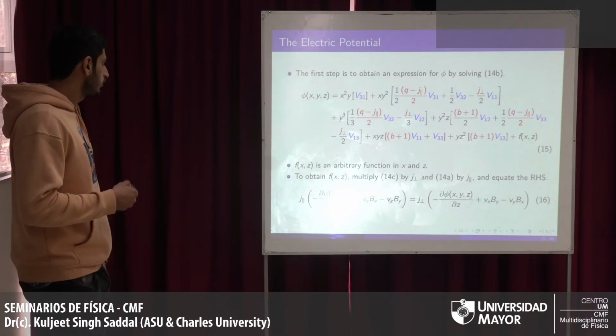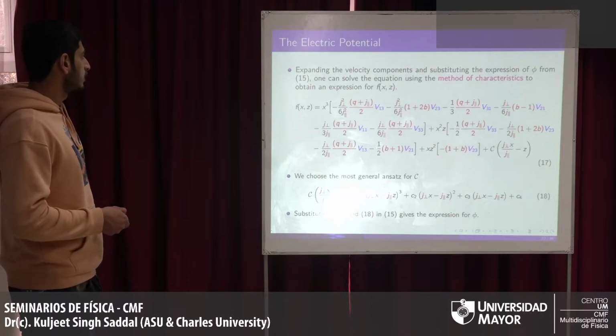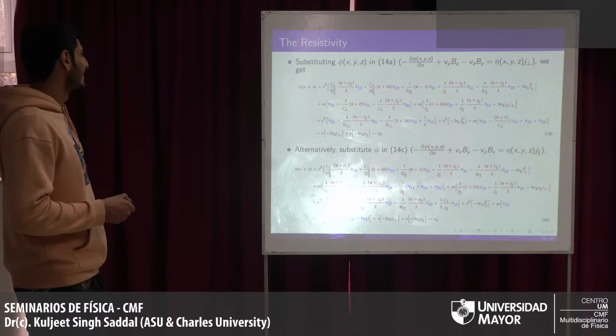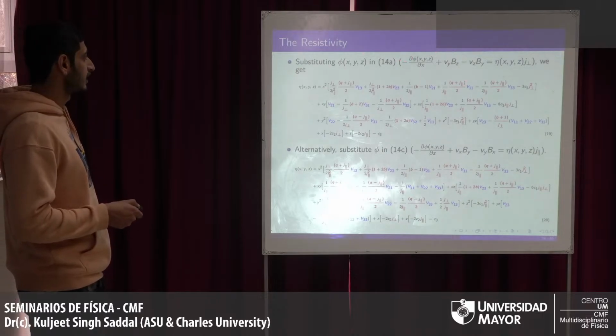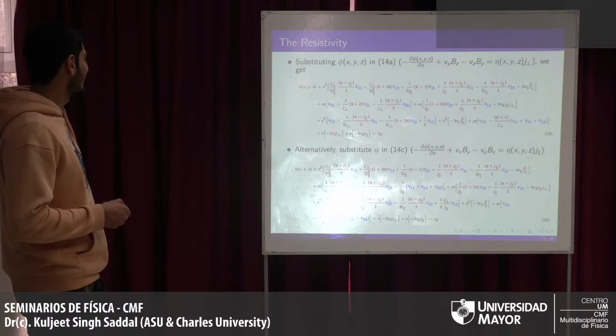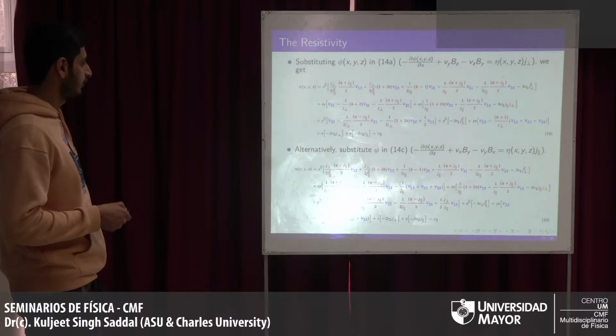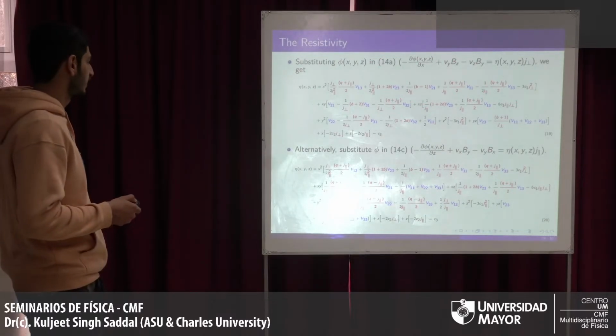But now we want eta. So there are two methods of obtaining eta. The first method is substituting in the first equation and then rearranging the terms. It looks bad, I know, but it's just a second order polynomial in x, y and z, where each coefficient is a function of the magnetic field parameters and the velocity field parameters.